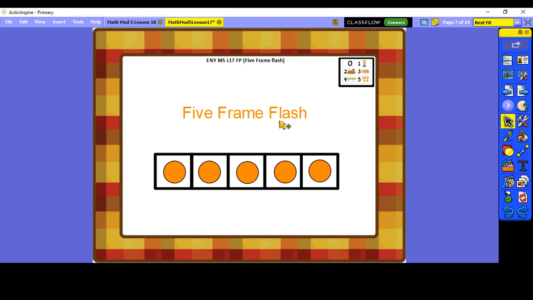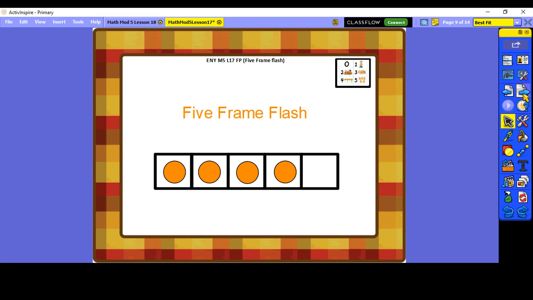How many do you see? How many more to make 5? I tried to trick you. I couldn't trick you. You're too smart. I have 5. I don't need any more, so I would say 0. 5 and 0 make 5. How many do you see? How many more to make 5? Great job. I have 0. I need 5 more to make 5. 0 and 5 make 5.